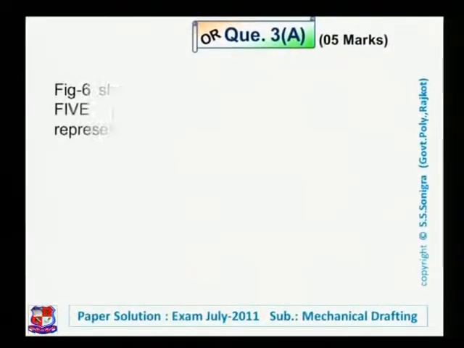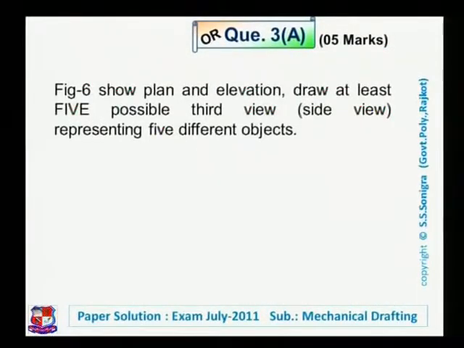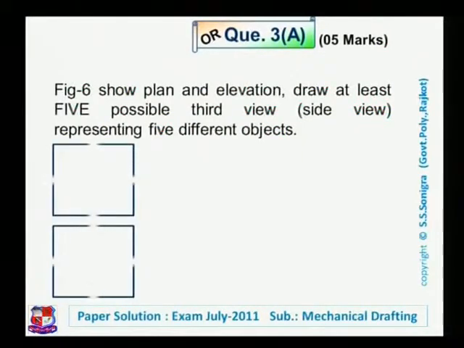Question number 3A, asked in option for 5 marks. Figure shows plan and elevation. Draw at least 5 possible third views representing 5 different objects. Here a figure is given like this.